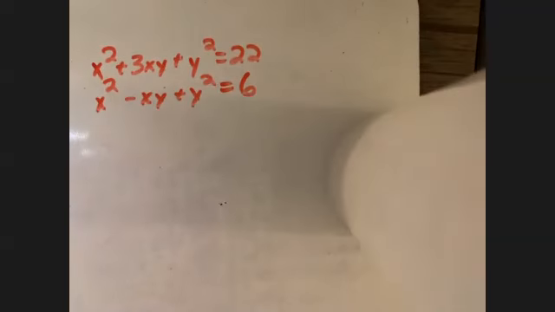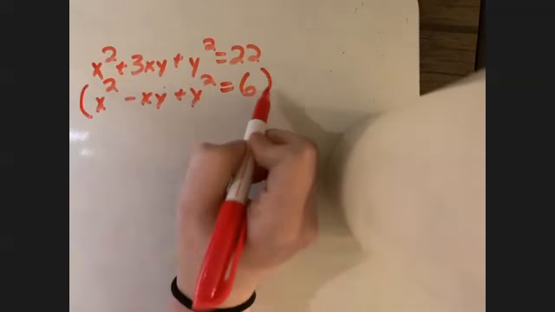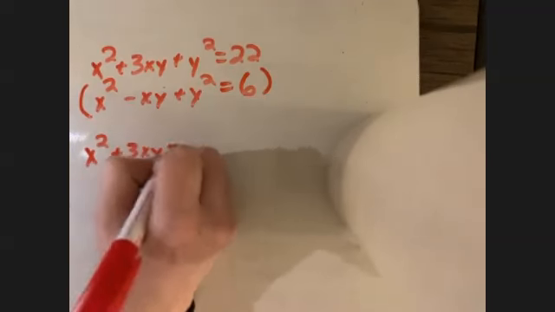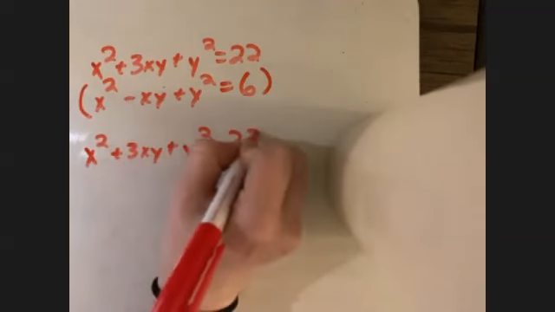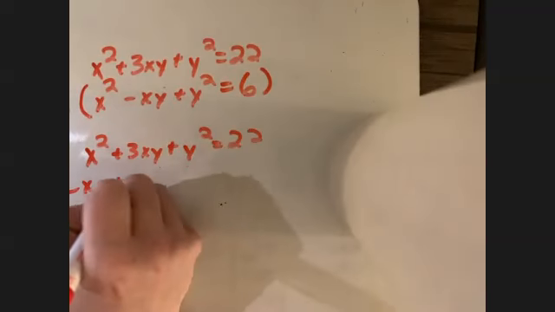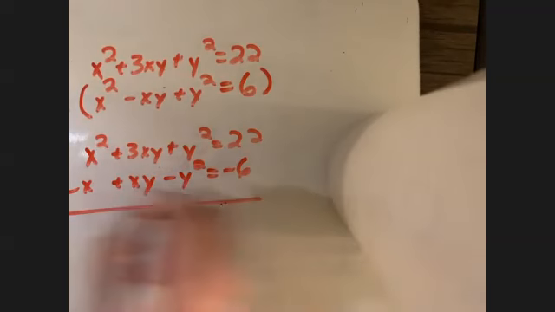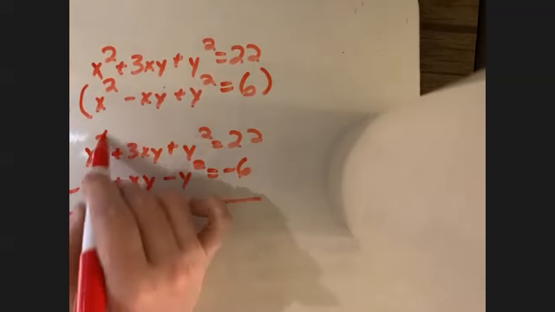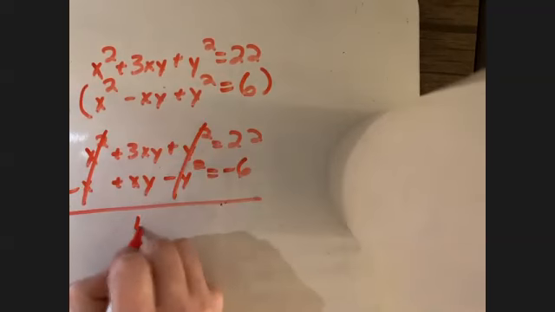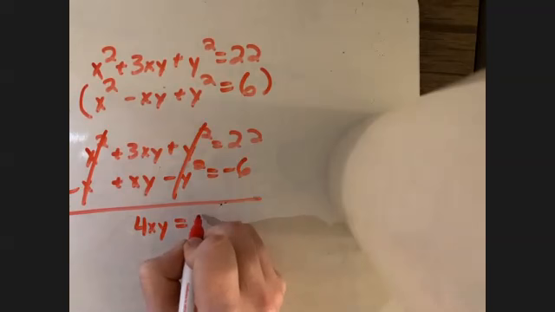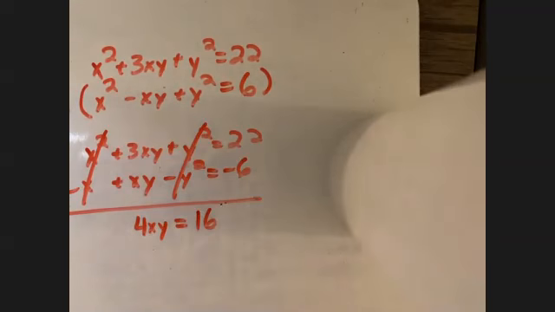Okay. Now, what I'm going to do for this one is I'm going to multiply this second line by -1. So top line again. And I'm going to get my x squareds go away. These go away. So I have 4xy equals 16. Okay. Now, what we're going to do here is we're going to solve, okay, because guys, here's the deal.